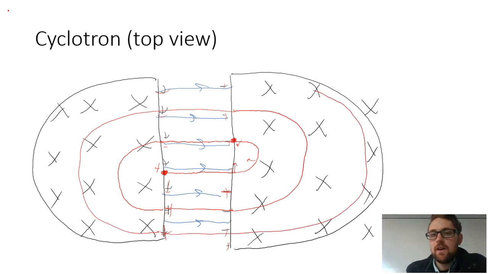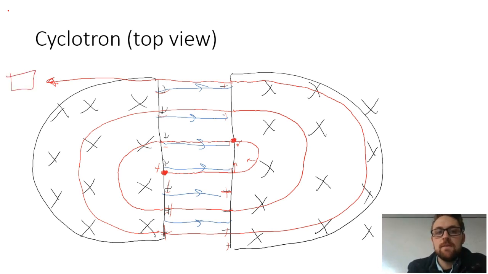And this happens until our radioisotope is at our desired speed and it is released out of an exit tube and crashed into our target here, which creates our medical isotope. Okay, but that's how a cyclotron works.